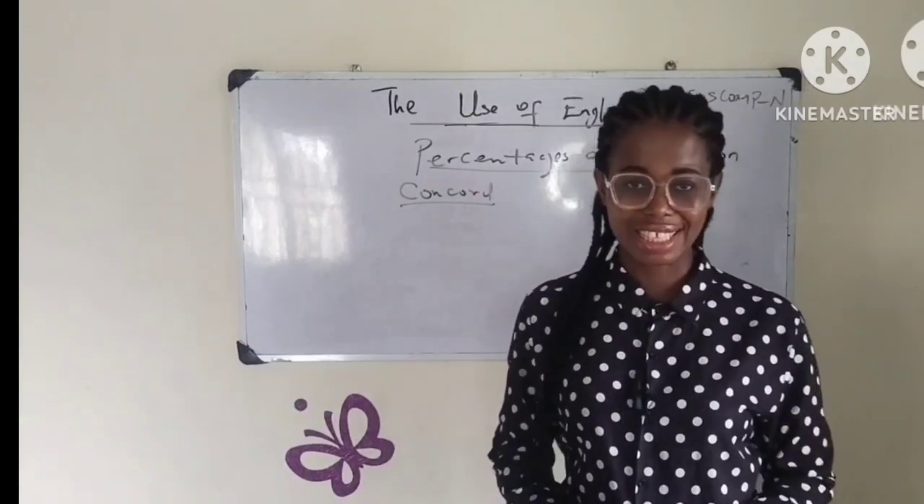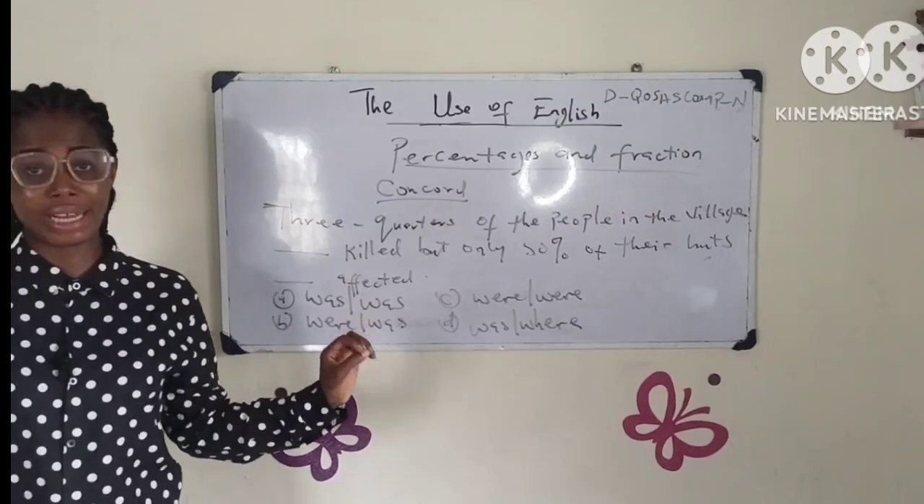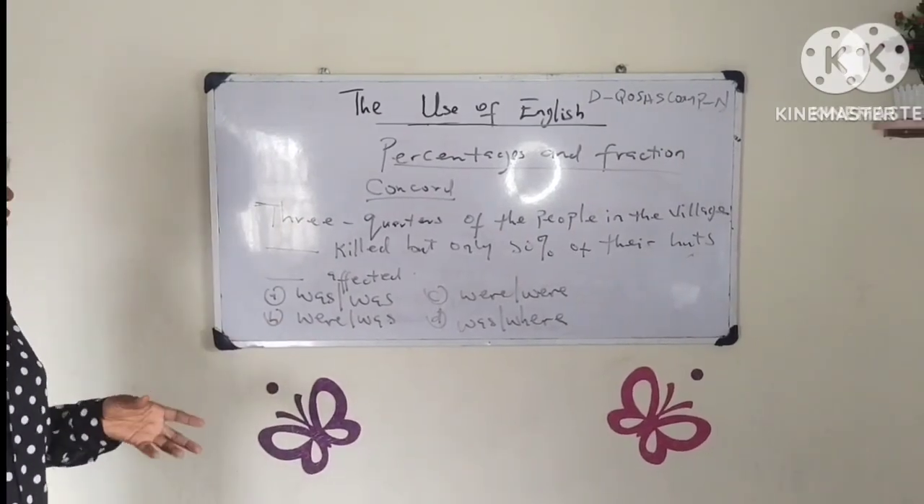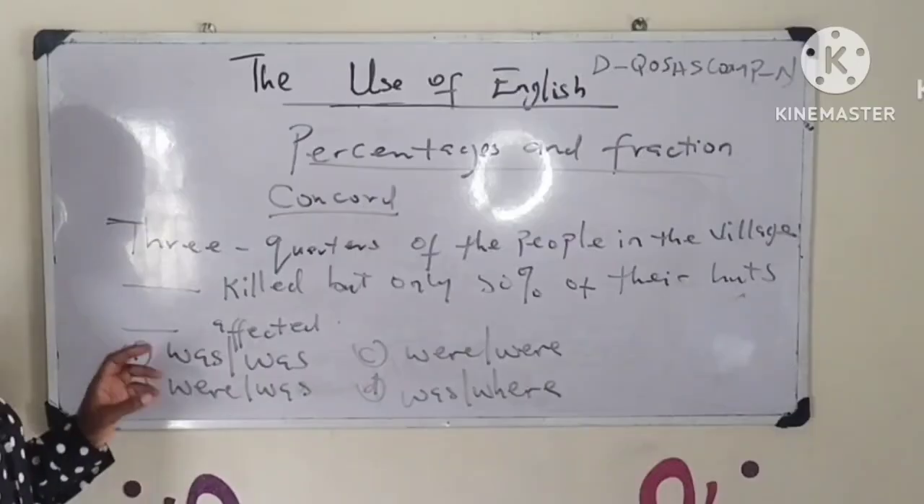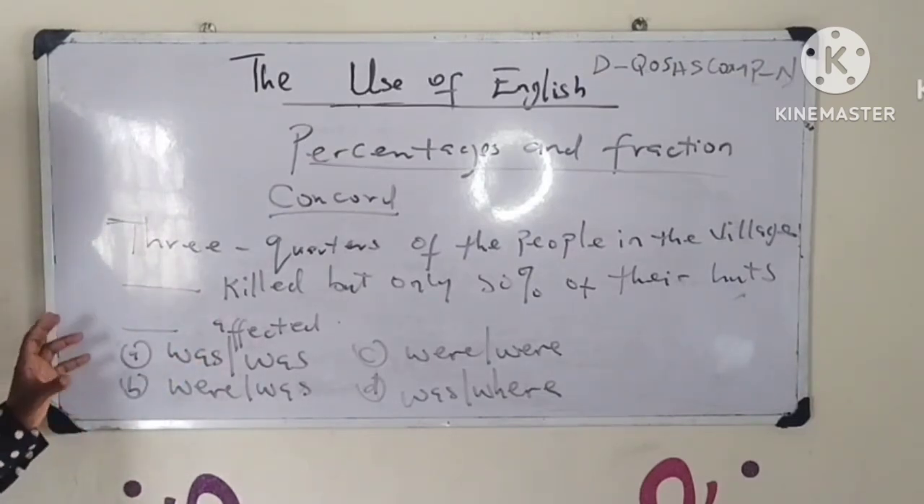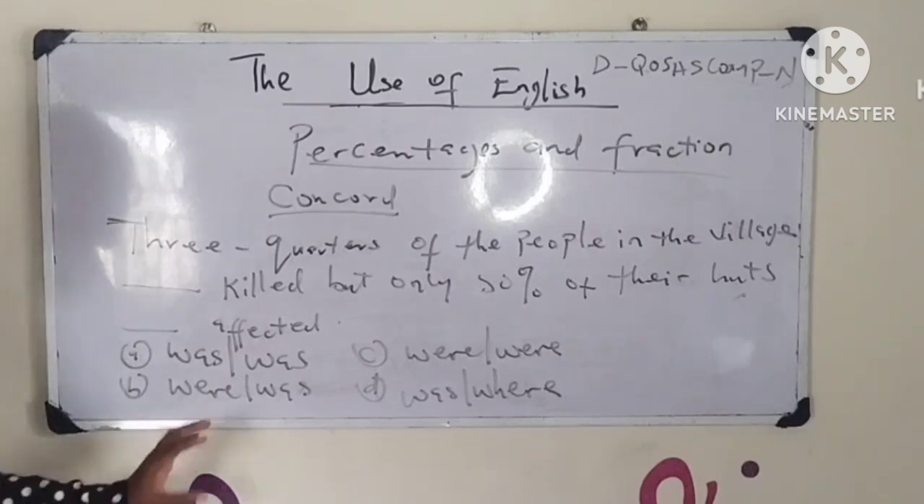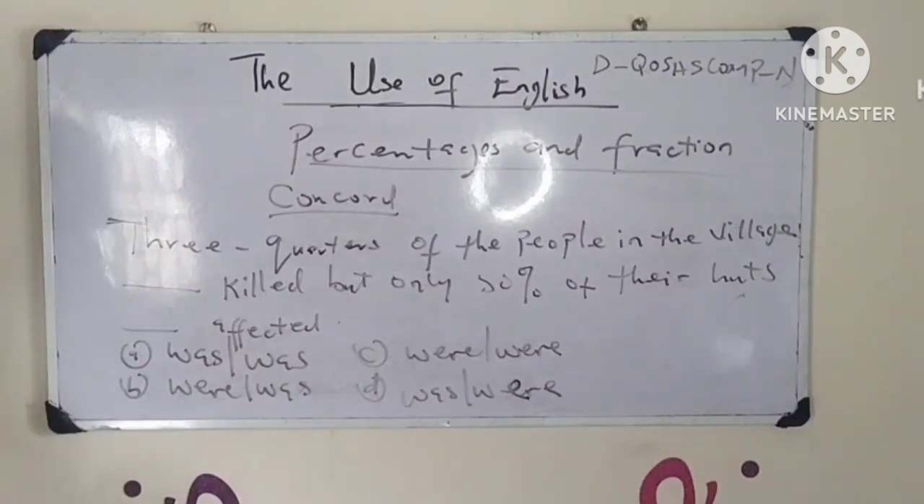So it's time for us to answer some questions on these from the past questions. Now let's see this question from the JAMB past questions. 3/4 of the people in the village dash killed, but only 50% of their herds dash affected. Which one is correct? We have was, where; where, was; was, where. Which one is correct?